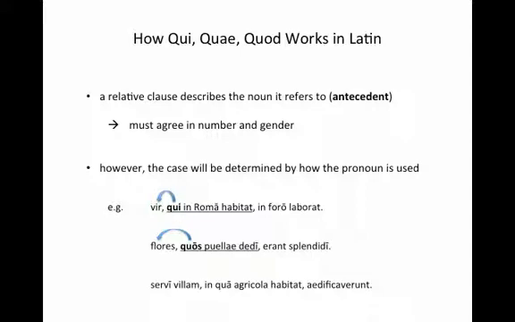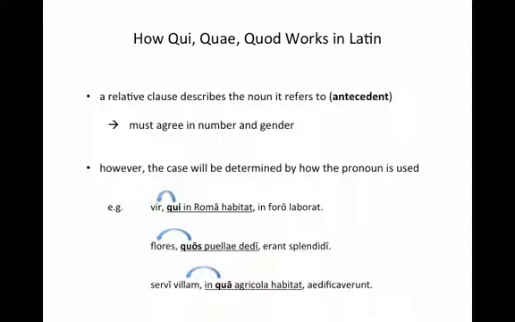Finally, we can look at our third sentence. It's clear that here our form of qui, quae, quod is qua, and that the phrase containing it is "in qua agricola habitat." Note that in this phrase, qua is in the ablative singular because it's the object of the preposition in. And in a larger sense, qua refers back to villam because the sentence itself means "the slaves built the farmhouse in which the farmer lives." So qua refers back to villam, which is its antecedent.